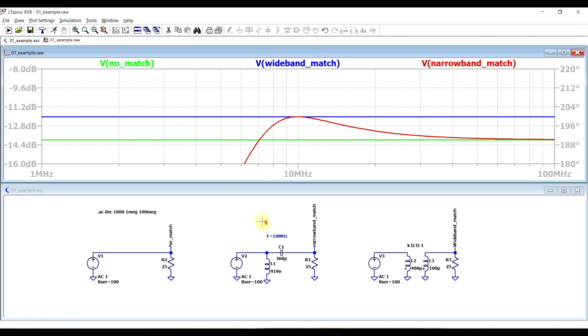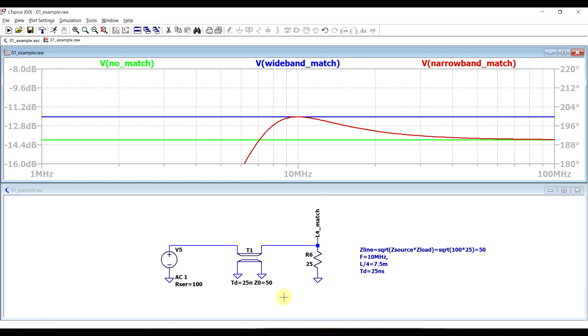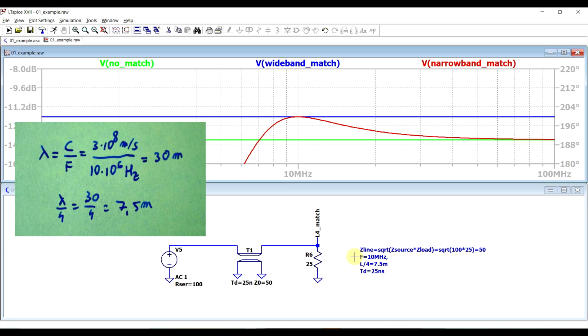Now, if we move on from these examples to a transmission line type matching, first of all, we need to work out the line impedance that we need. So this is the square root of the product of the two impedances that are being matched. So in this case, this adds up to 50 ohms. And then for the line length, starting off from the frequency, we can work out the quarter wavelength, 7.5 meters for 10 MHz in this case.